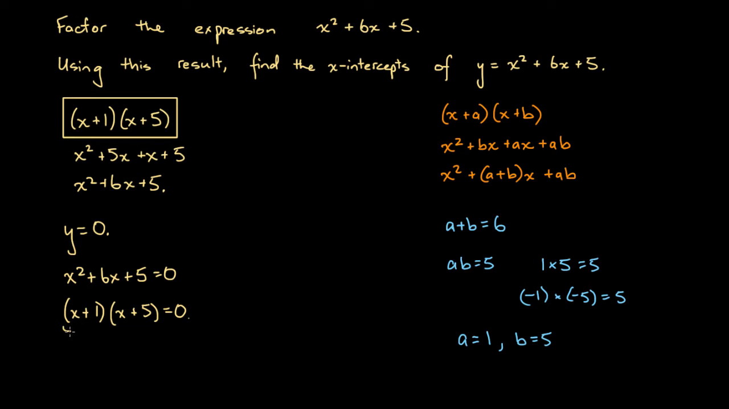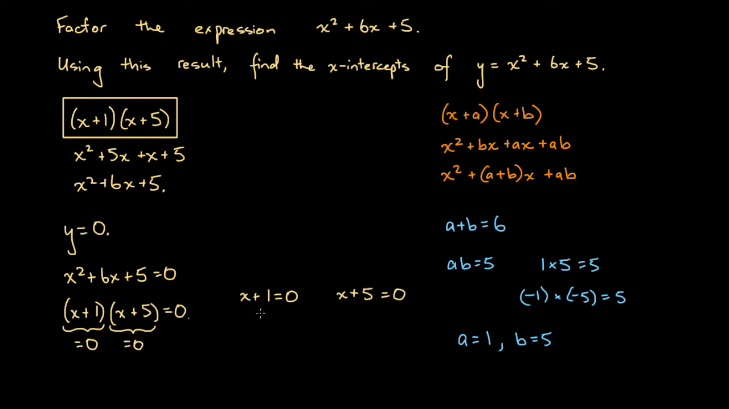Well, if this first part of the equation, this bracketed section, were equal to 0, then the whole expression would be equal to 0, because 0 times anything is 0. Also, if this part were equal to 0, then even if the other were not equal to 0, 0 times anything is 0. So again, if this x plus 5 were equal to 0, then this whole expression would equal 0. In other words, the solutions to this equation occur when x plus 1 equals 0, or when x plus 5 equals 0.